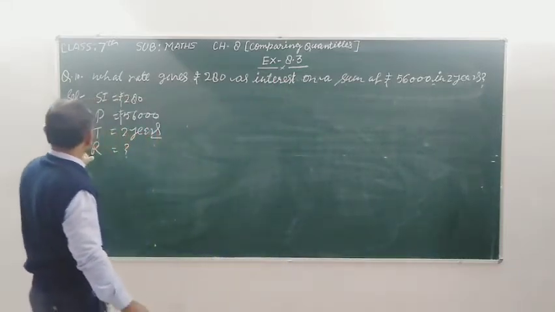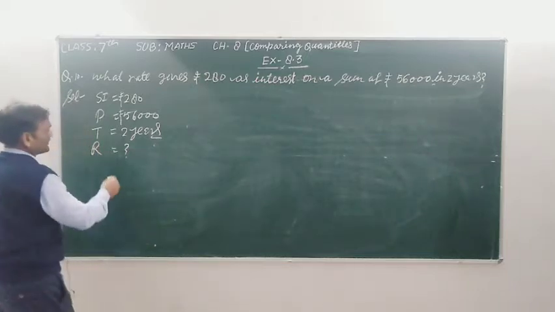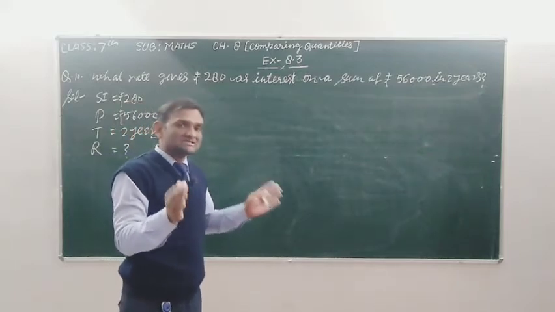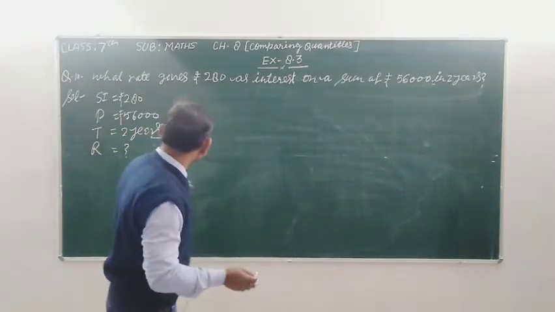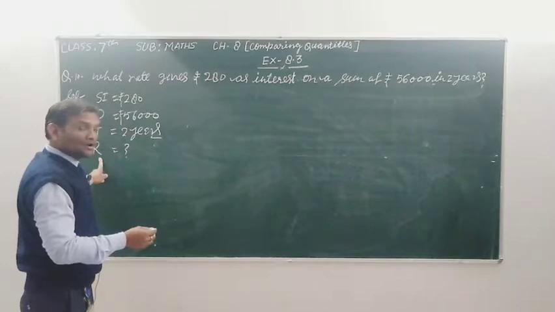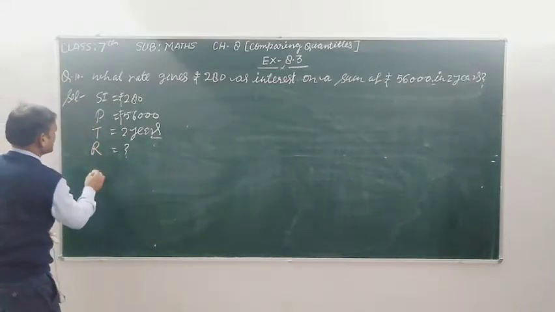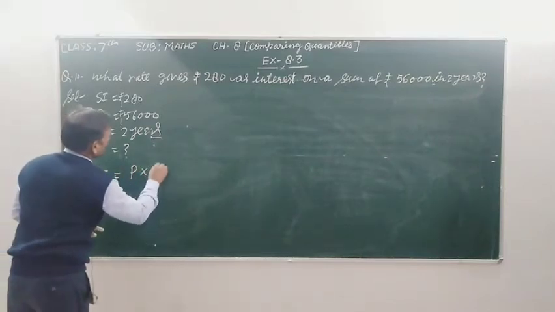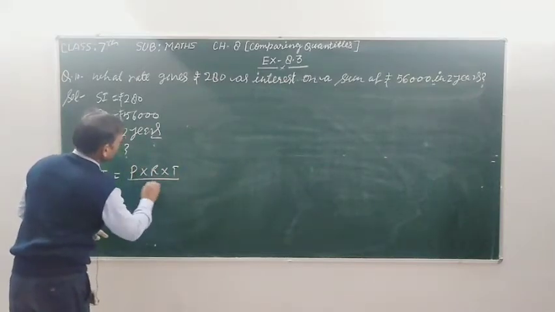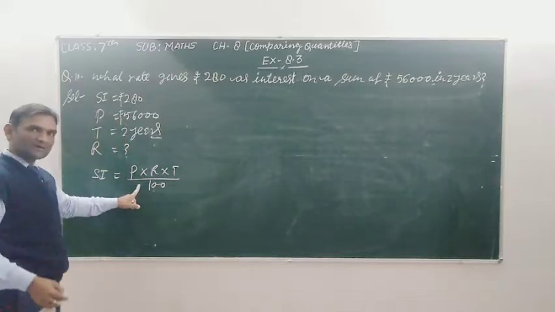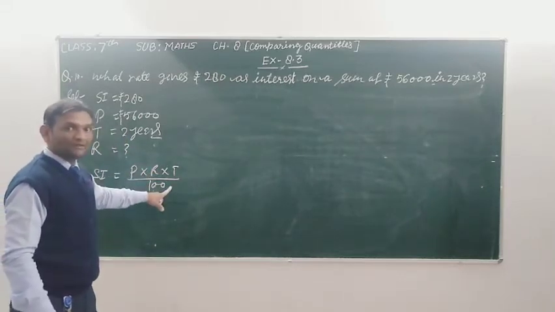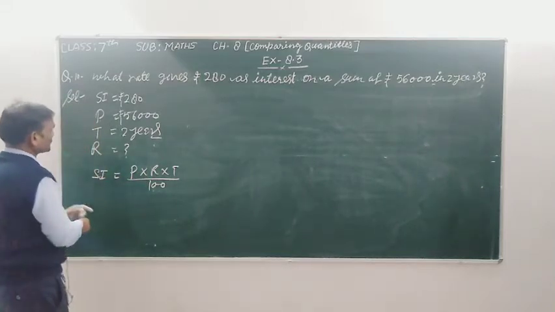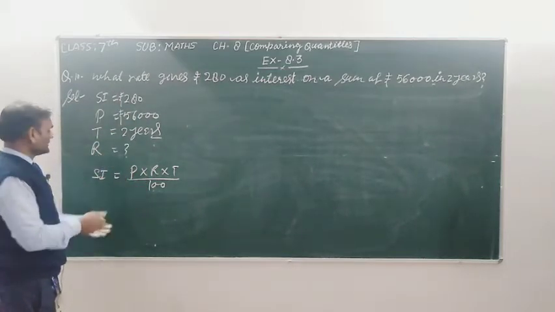Student, we use the formula of SI. SI का ही formula हम use करेंगे for finding the rate. How can we find out the rate? Like this, student: SI is equal to P into R into T upon 100. You know very well this formula. By this formula, we will be able to find out the rate. So, put all the values in this formula.